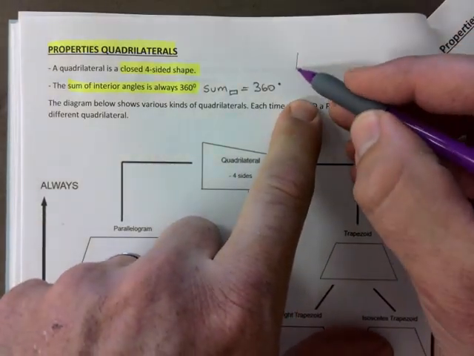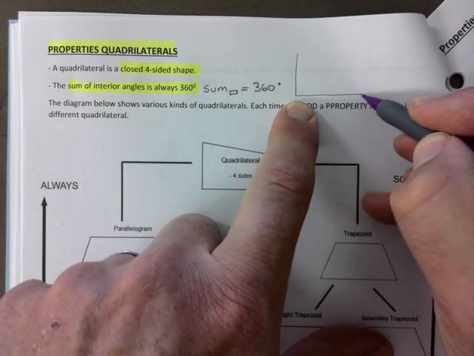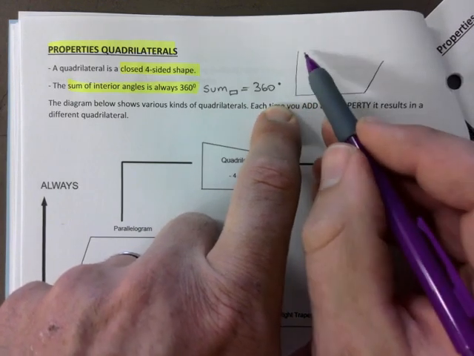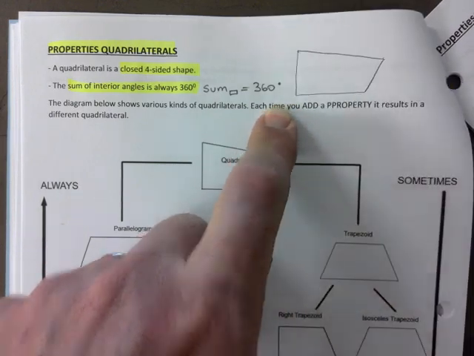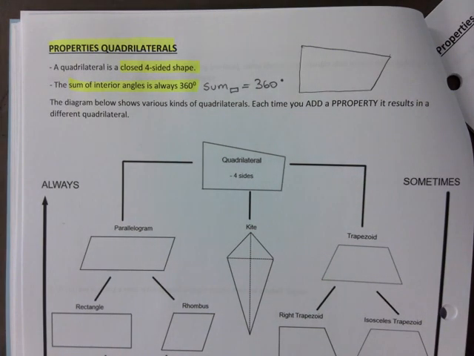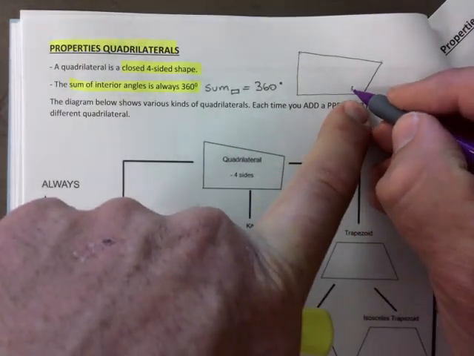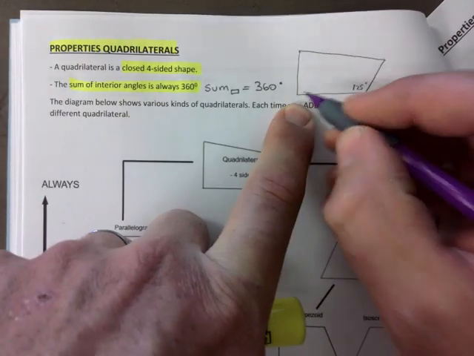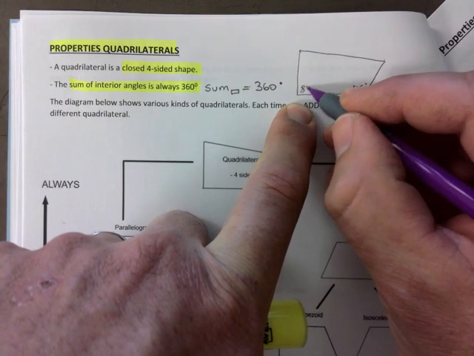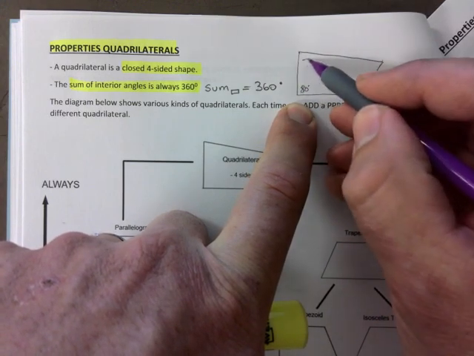So let's do a quick one. This is also a quadrilateral. It's just not a name. We don't have a name for it. But you could have, write this down, 125. This could be 80. This could be 70.